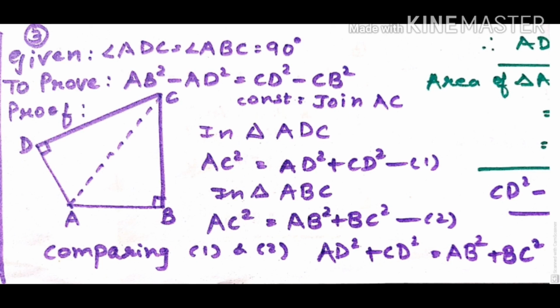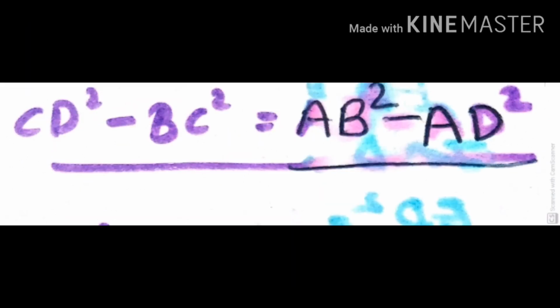Now in triangle ABC, also AC square is equal to AB square plus BC square, that is number 2. Now comparing 1 and 2, we get AD square plus CD square is equal to AB square plus BC square. As you can see, on left hand side of 1 and 2 it is AC square, so we can compare the right hand sides. Now to get our results, we can change the places, like CD square minus BC square is equal to AB square minus AD square.